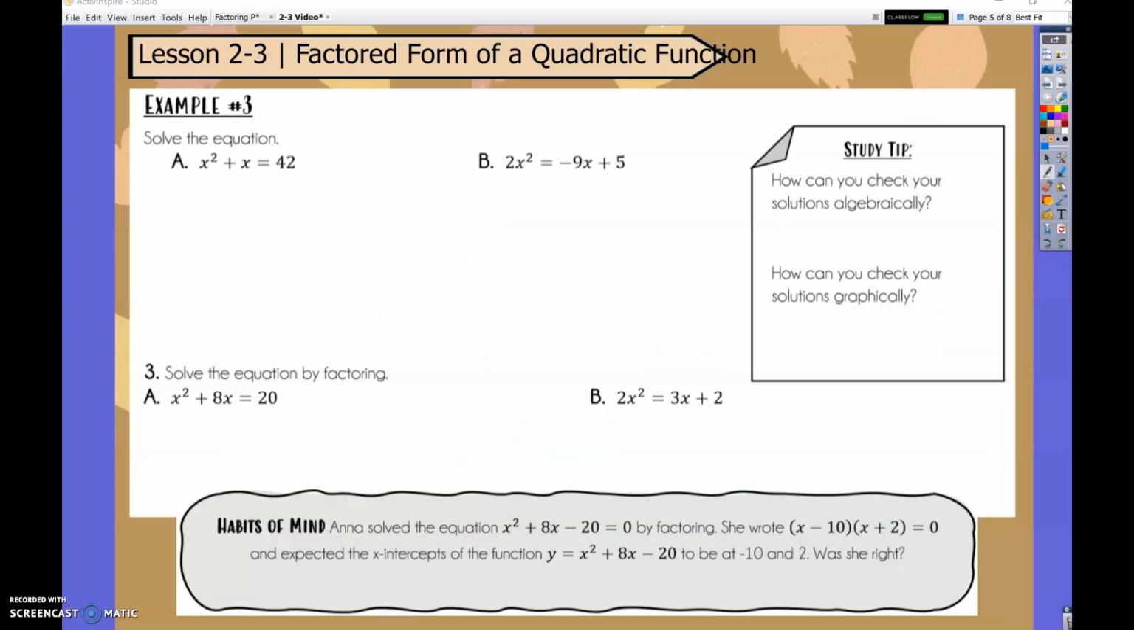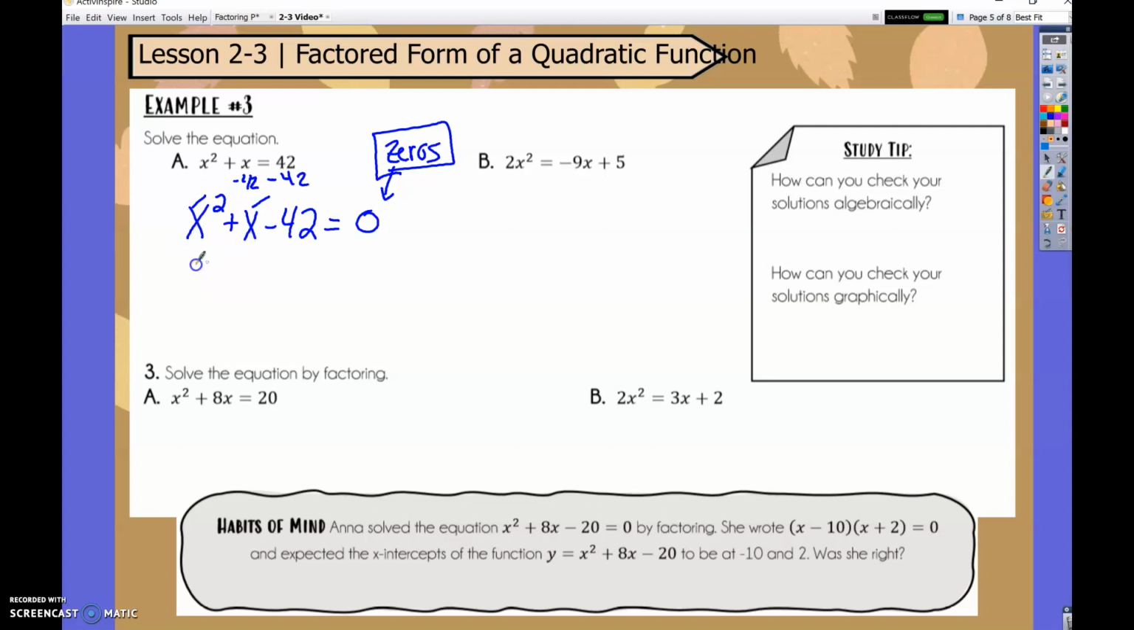Example 3 wants you to solve the same way we were by factoring, but notice how sometimes the equal sign is not in the right spot. So we need to do a little work. On this one, if we subtract 42 from both sides, it would give you x squared plus x minus 42 equals 0. When we're solving it equal to 0, that means we're trying to find the zeros of the graph, or the x values that we would plug in and make the equation be 0.